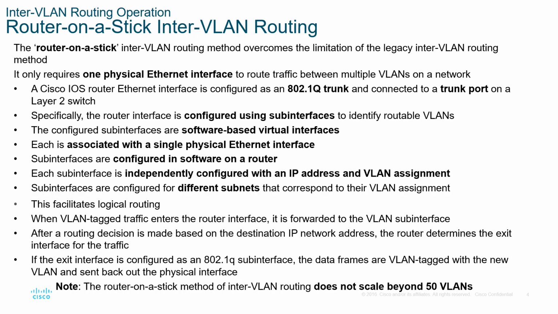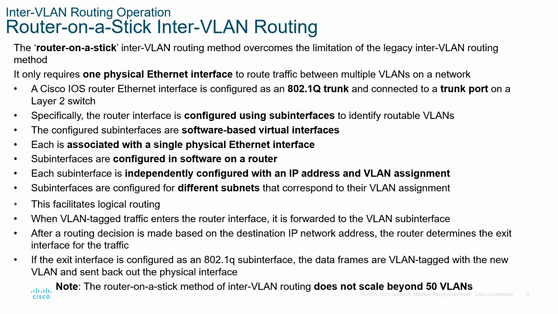Each one is going to be associated with a single physical Ethernet interface, and they are configured in software on a router, independently configured with an IP address and a VLAN assignment. So sub-interfaces are configured for different subnets that will correspond to their VLAN assignment. This facilitates logical routing. When a VLAN-tagged frame enters the router's interface, it is forwarded to the VLAN sub-interface. After a routing decision is made based on the destination IP network, so your router still does what a router does, guys. It still looks at the destination IP address to determine the best path and the exit interface, and then it sends it out, in this case, the sub-interface that is going to the appropriate VLAN of the destination.